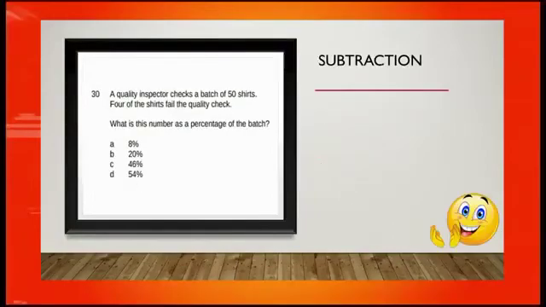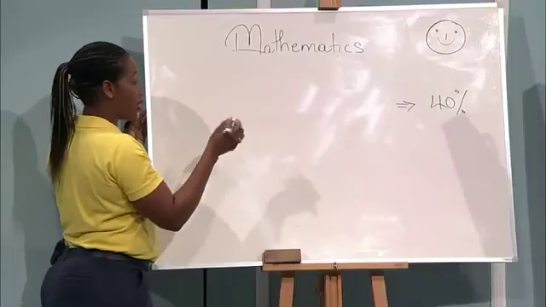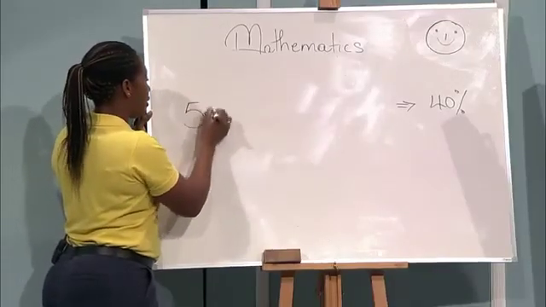All right. So let's look at the next question. A quality inspector checks a batch of 50 shirts. 4 of the shirts fail the quality check. What is the number as a percentage of the batch? So again, we need to see what information is given in the question. So it says the quality inspector checked a batch of 50 shirts. So 50 is the whole, 50 shirts I'm checking.